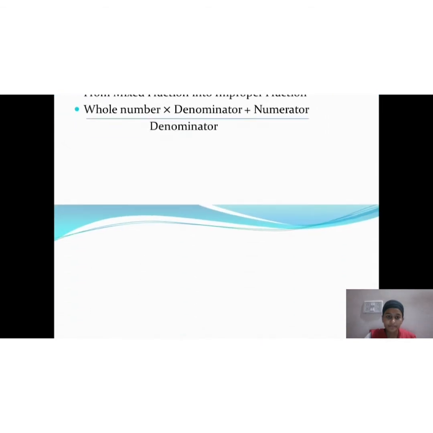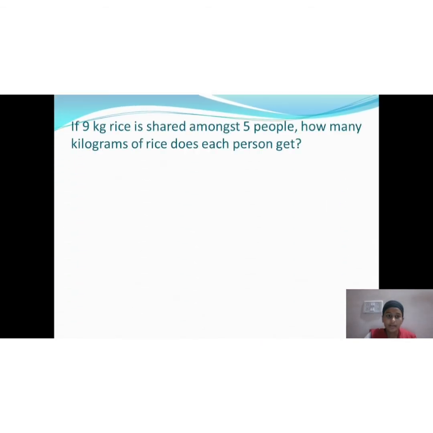Now, let's see a problem. If 9 kgs of rice is shared amongst 5 people, how many kilograms of rice does each person get? So, what will you do? First, you will divide 9 by 5, which is 9 upon 5. Now, you will do the division. 5 ones are 5, and 9 minus 5 is 4.